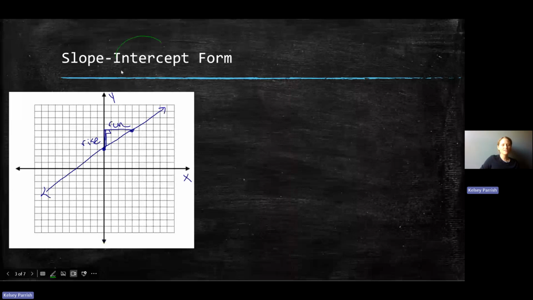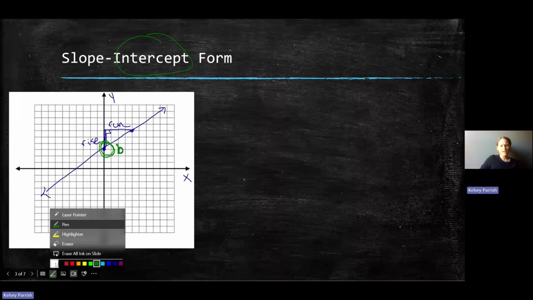But to find the intercept, there's multiple intercepts here. We are focusing on the y-intercept, which we're going to call the variable b. If you had the x-intercept, it's the variable a. So x is a, y is b. That way it stays in alphabetical order.